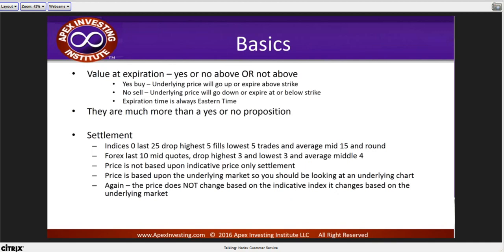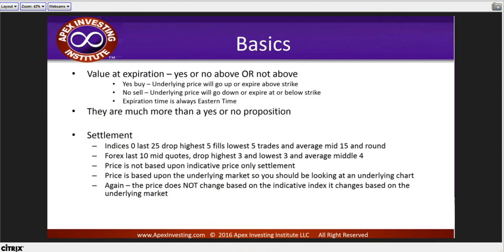Now understand, this is really important too. A lot of people go, binaries are essentially a yes or no proposition. No, they are not. They're much more than a yes or no proposition. Very rarely should you be holding a contract to expiration. About the only time I hold a contract to expiration is when I put in my take profit order, it hasn't got filled, and then during maybe a dark zone period where there's not a lot of quotes, then it goes up or whatever, I don't get filled, and then it goes to expiration.